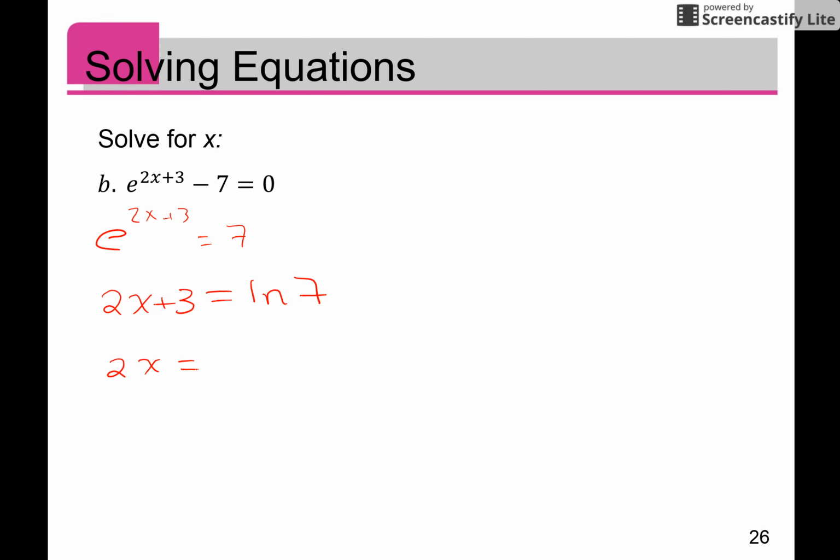Subtract 3 from both sides. I'm going to put the minus 3 in front so it doesn't look like it's inside the logarithm, so I don't accidentally subtract the 3 from the 7, and then divide by 2 to get x by itself. So we'd have negative 3 plus ln of 7 all divided by 2.